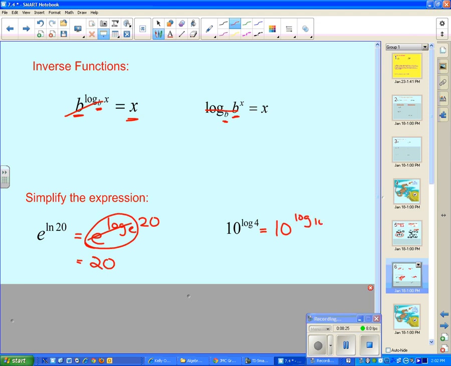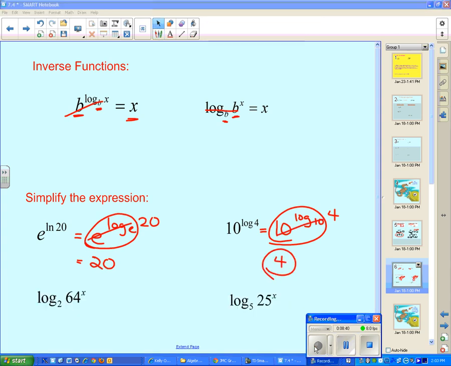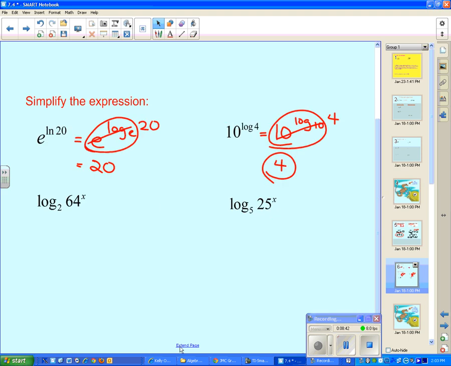So 10 to the log base 10 of 4. Again, same bases, cancels, answer is 4. You try it on your calculator and prove to yourself that that's true. Okay, let's look at the last 2. So these both do have bases. First one is base 2, second one is base 5.